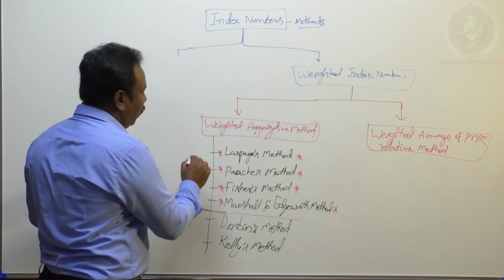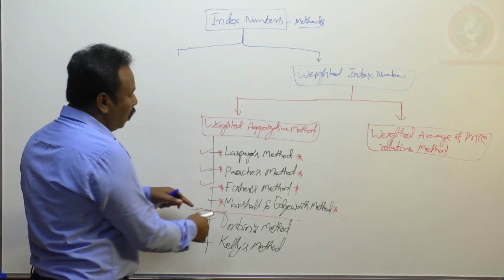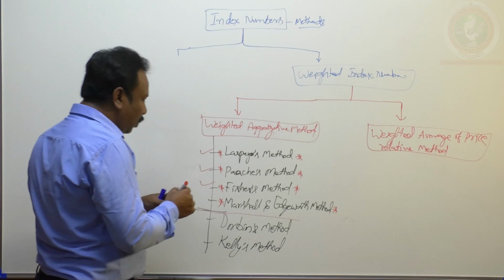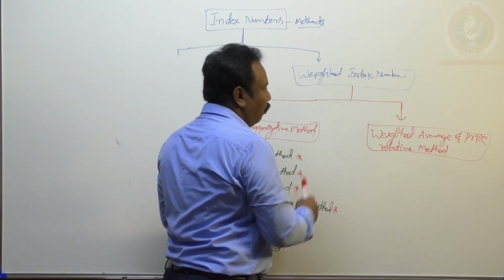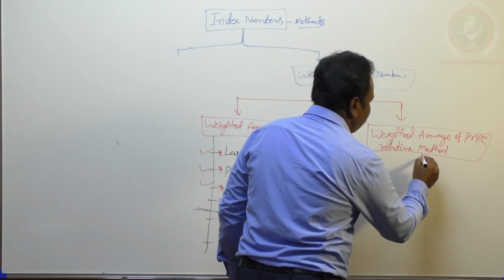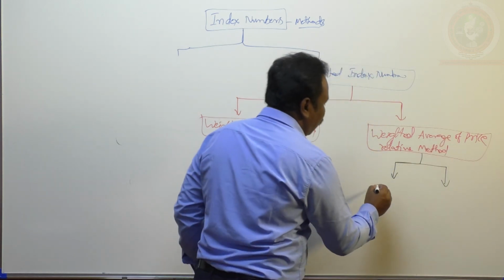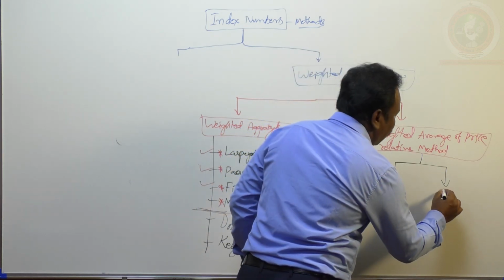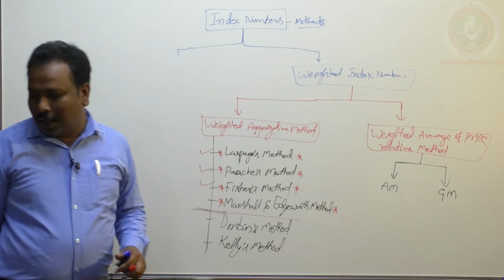In the previous class we already discussed Laspeyres' method, Paasche's method and Fisher's index method. Now we are going to discuss Marshall and Edgeworth method, which is under the weighted aggregative method. Coming to the weighted average of price relatives index, here two methods can be raised: the arithmetic mean method and the geometric mean method.